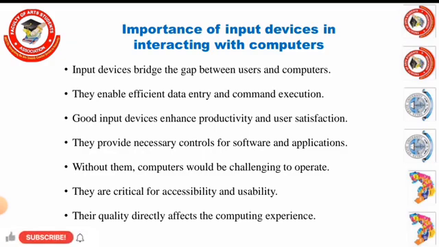They actually provide us with necessary controls for software applications at the same time. And so without these input devices, using the computer will be challenging. Imagine you want to type without a keyboard. You want to type, there's no mouse to move around. It will be very challenging to operate the system. And so they are very critical in terms of accessibility and usability of the system. And the kind of quality our input devices give us will go a long way to affect our overall computing experience. That's what it's going to do.